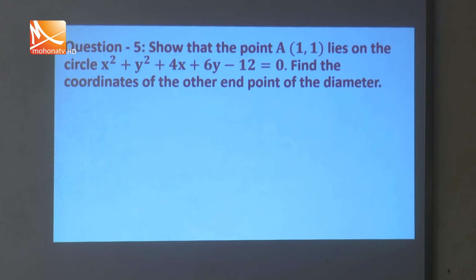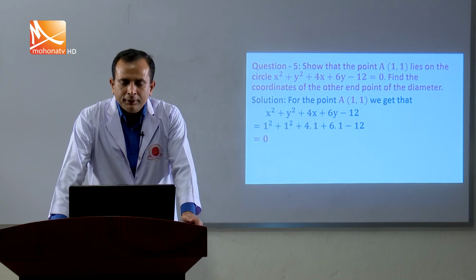Okay, now we would like to see another question. Show that the point A(1, 1) lies on the circle x square plus y square plus 4x plus 6y minus 12 equals 0. Find the coordinates of the other end point of the diameter.